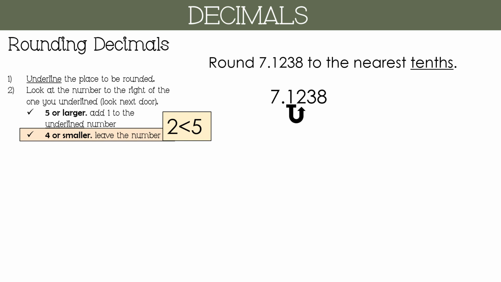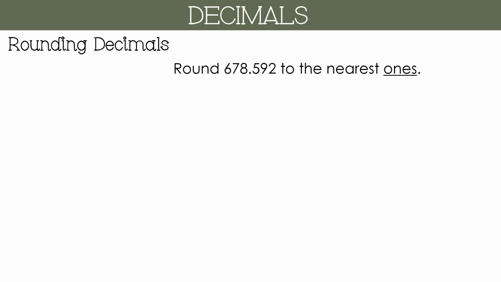So we're going to leave the 1 alone. When we round, we end up with 7.1. Remember, everything to the right of the number we rounded just goes away. Try this one by yourself, pause the video, round, and then press play to check.